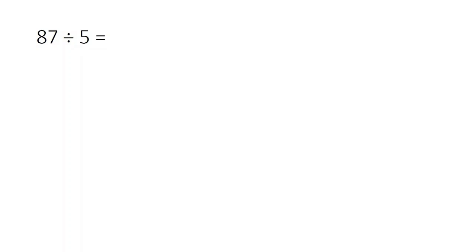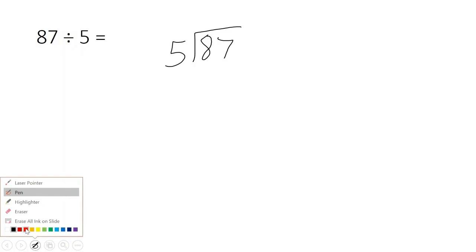So this problem here is 87 divided by 5. First off, I want to write this in long division format. So I'm going to put my dividend, the number being divided, in the middle of a box. My divisor, or the number I'm dividing by, goes on the outside. I'm going to go ahead and color code this to make it a little easier for us.